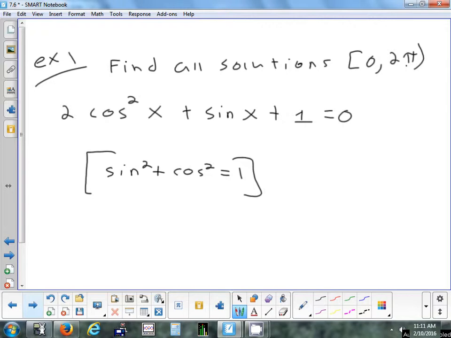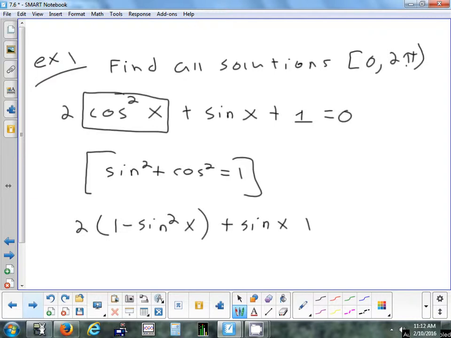So what I would do first is substitute for this, using our Pythagorean identity. Okay, what does cosine squared equal? Yeah, 1 minus sine squared. So plug that in, and we'll distribute, combine like terms, and then clean this up. But at least now, we just have one trig function.